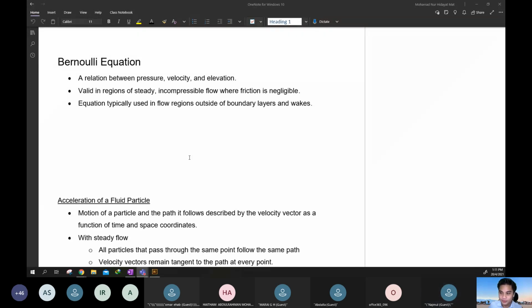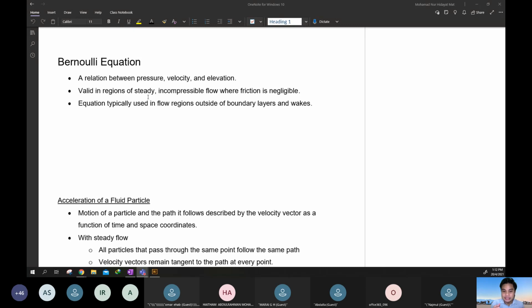What is Bernoulli? Actually, Bernoulli is the relationship between pressure, velocity, and elevation. Very simple. So the Bernoulli equation shows you the relationship between pressure, velocity, and elevation. The Bernoulli equation is valid for steady, incompressible flow with negligible friction. So it is valid for those three cases. Steady means there is no change over time; the properties will not change over time.